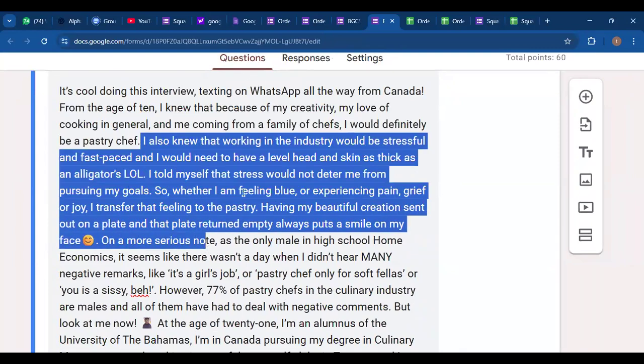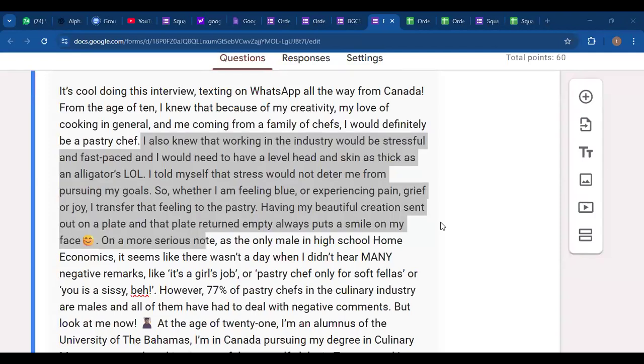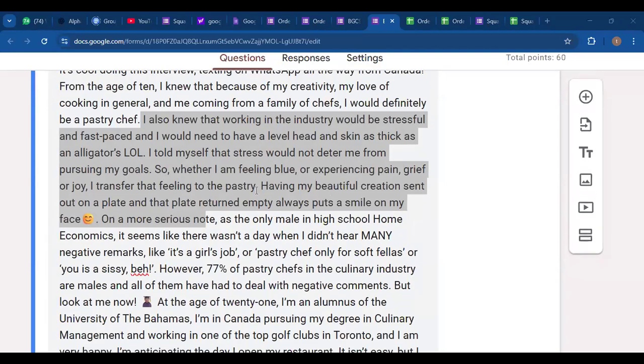and fast paced, and I would need to have a level head and skin as thick as an alligator's. LOL. I told myself that stress would not deter me from pursuing my goals. So whether I am feeling blue or experiencing pain, grief, or joy, I transfer that feeling to the pastry. Having my beautiful creation sent out on a plate and that plate returned empty always puts a smile on my face.